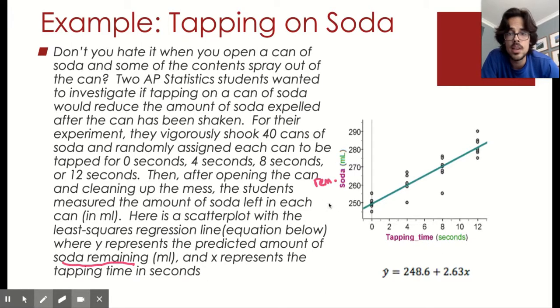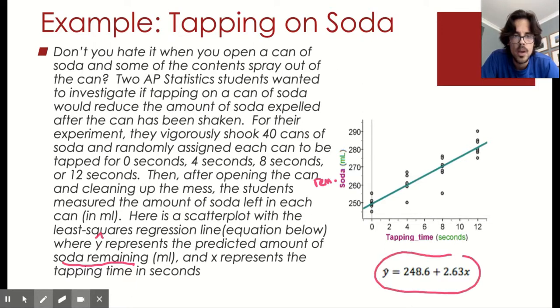They have units on them, and that's all great. When they defined their variables here, they said y represents the predicted amount of soda remaining. There should have been a hat on this y, and please add that hat in your own notes right there. Y hat is the predicted amount of soda remaining, and x is the time that you chose to tap the can for.